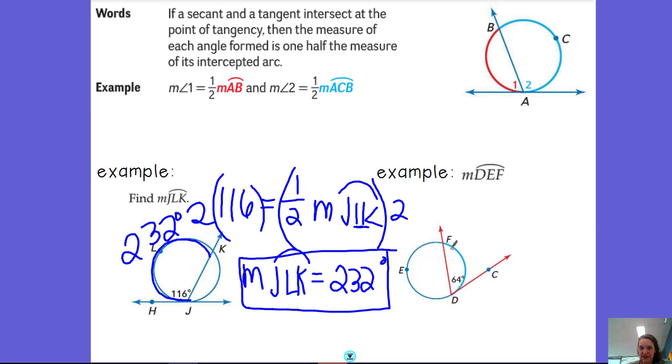In our second example, we have the angle, so I'm going to double that angle FDC in order to get the measure of this arc FD. So 64 times 2 is 128 for the measure of this arc. But we are looking for the measure of arc DEF. So this is where I want to think all the way around the circle is 360 degrees. So I'm just going to subtract that arc from 360 degrees.